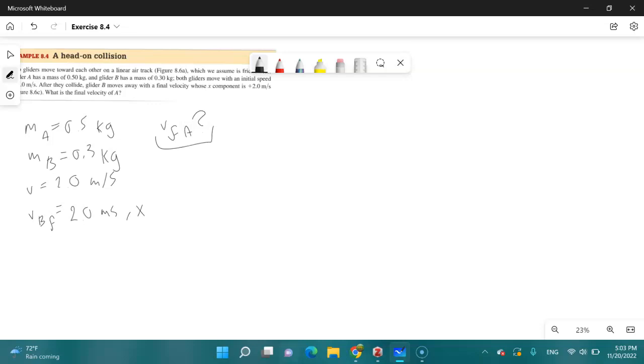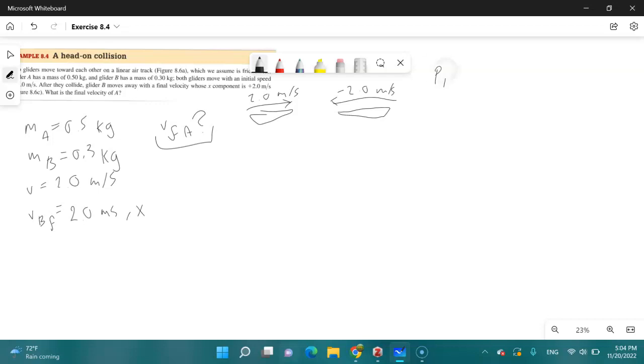To begin with, I'm going to draw a little diagram. We have the two gliders heading towards each other, and they're both going 2.0 meters per second. But since this glider is going in this direction, it's actually going to be going negative 2.0 meters per second. So the first thing we're going to do is try to find the initial momentum.